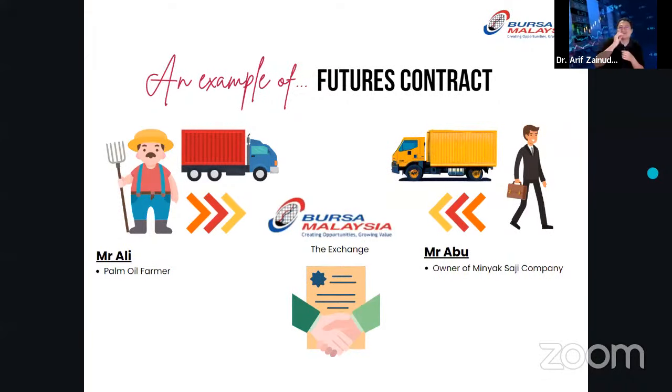Okay, so what I was explaining just now was a forward contract. The difference for futures contract is that it has an exchange to regulate the buying and selling of the FCPO contract. Okay, does everyone understand what I'm talking about regarding futures or not?